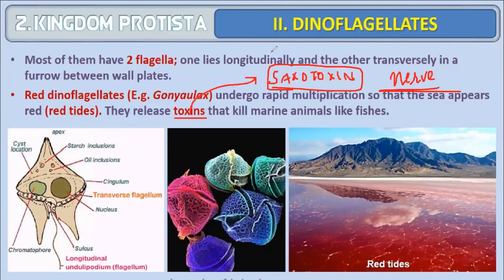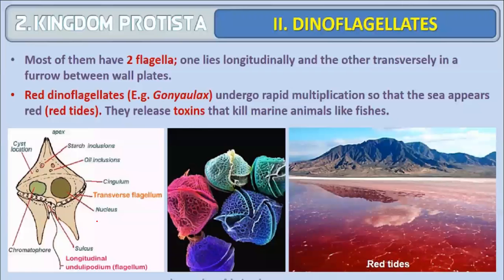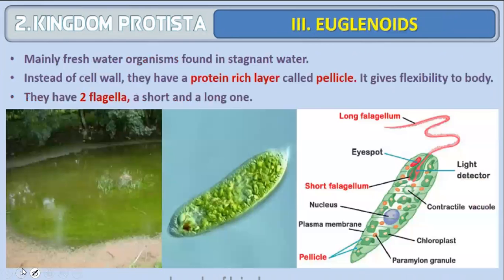These dinoflagellates have the ability of bioluminescence. There is no disappearance of the nucleus during mitosis; they have a mesokaryon. Moreover, they have two flagella which are heterocont. What is heterocont? Two types of flagella, one short and one long.